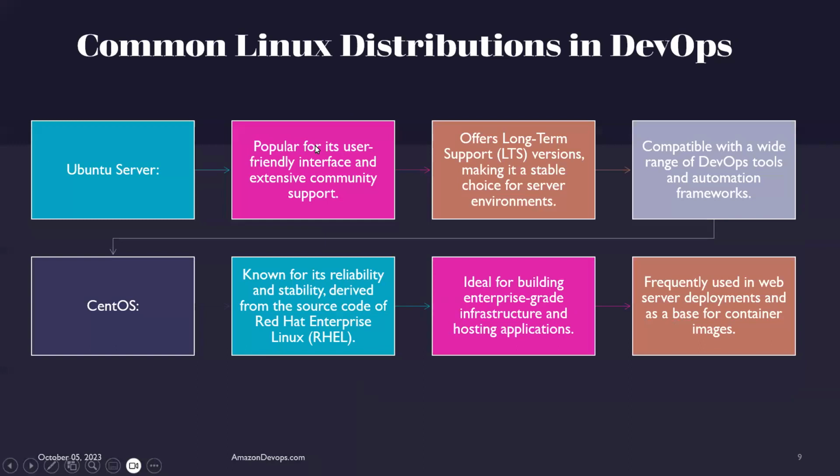Now here we are looking at the common Linux distributions in DevOps. We have Ubuntu, we have CentOS. Ubuntu is usually very famous. I also like it. It's very user-friendly, has a very nice interface. Usually when you type your commands on Linux, it does support you by suggesting maybe you're missing something, maybe you need to install something, and that's not something you find a lot in CentOS.